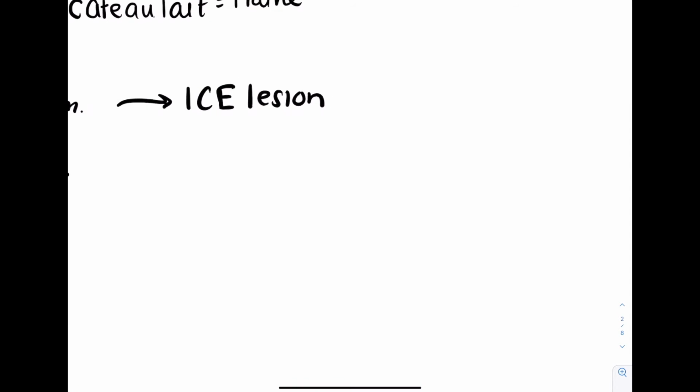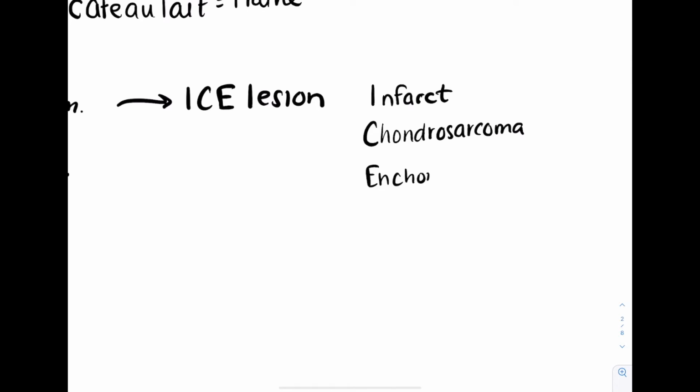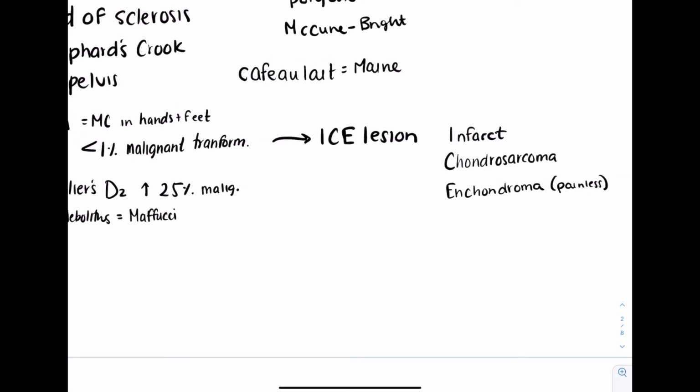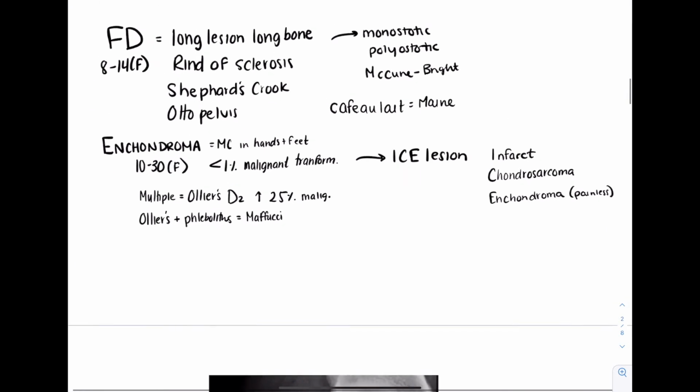Now, just to sidetrack and talk about ICE lesion for a second, what does ICE stand for? Infarct, chondrosarc, and enchondroma. Sorry, I skipped the C. The only non-painful one out of any of them is this one, the enchondroma. This one's the painless one. The rest would be painful. So that's how I could also use that DDX. So that's that ICE lesion DDX.